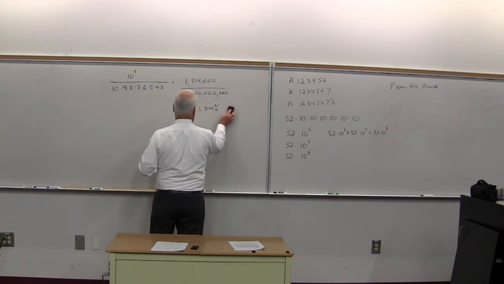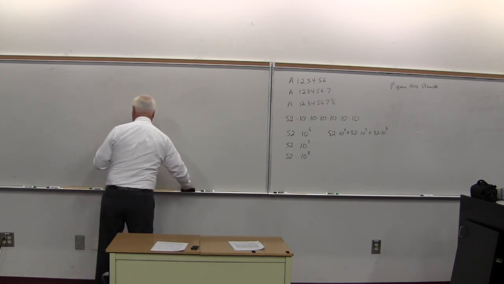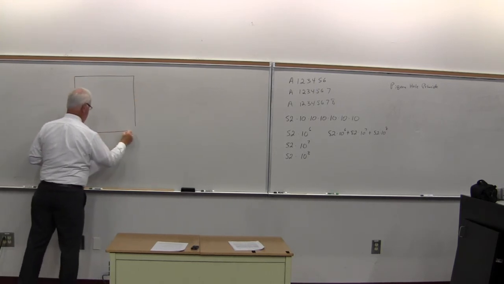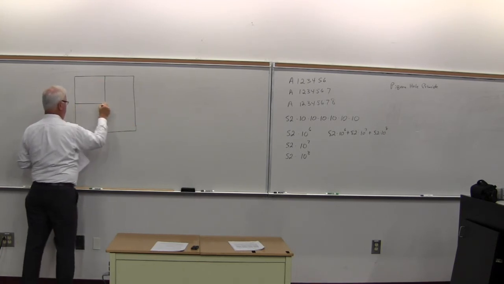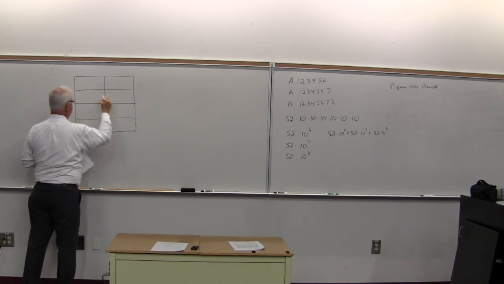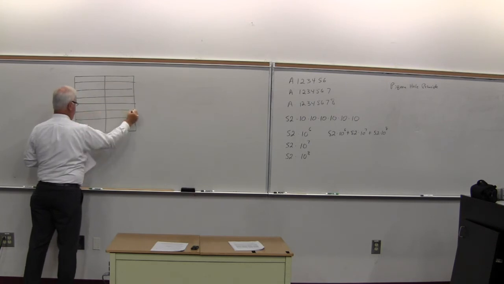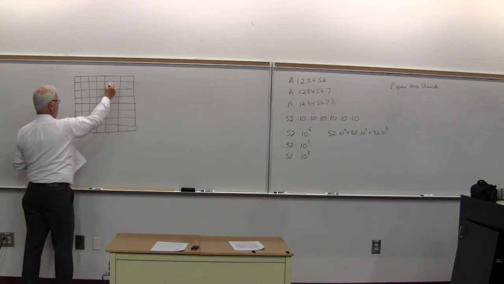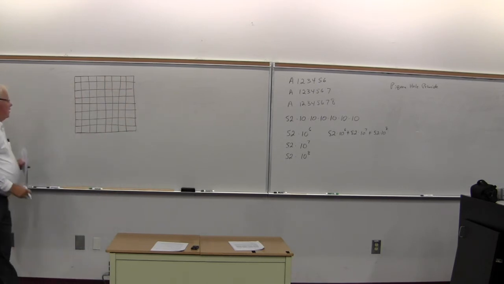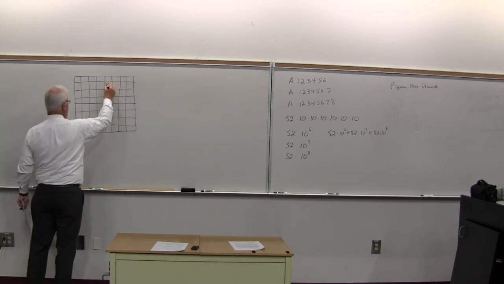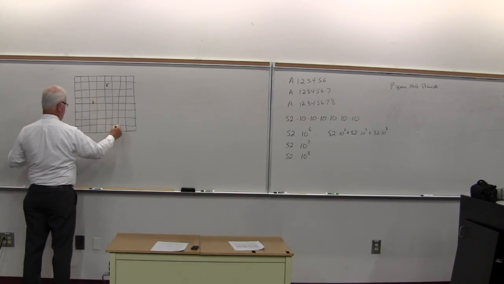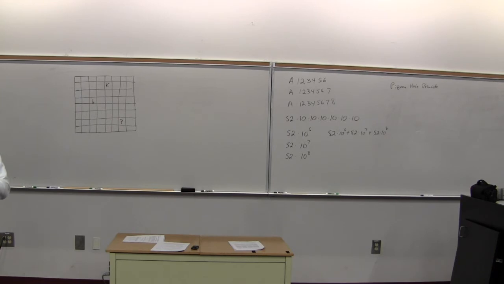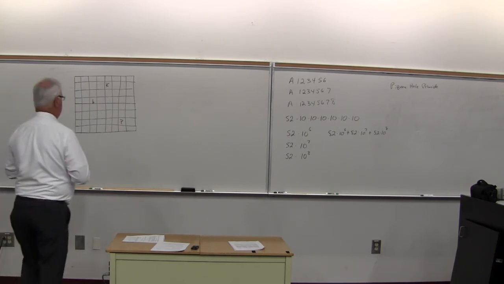Let's look at this one. If I take a chessboard, 8 squares across, and let's say that I've got a king, a bishop, and a pawn. But the rule is that there must not be two in the same column or two in the same row. How many different ways can I arrange those? Well, I could look at this.